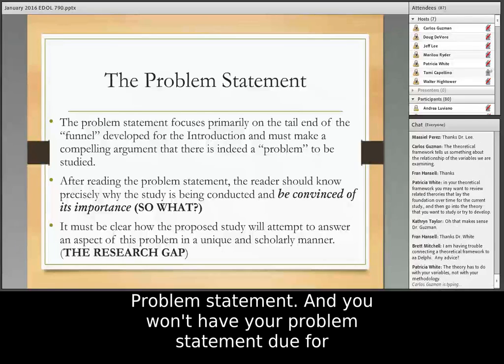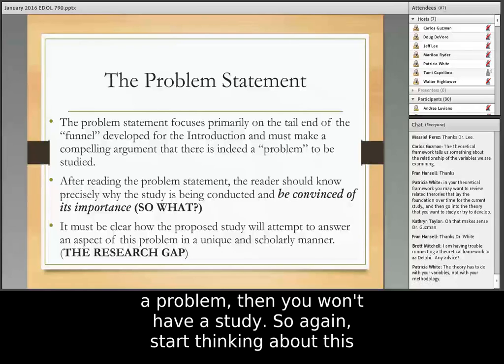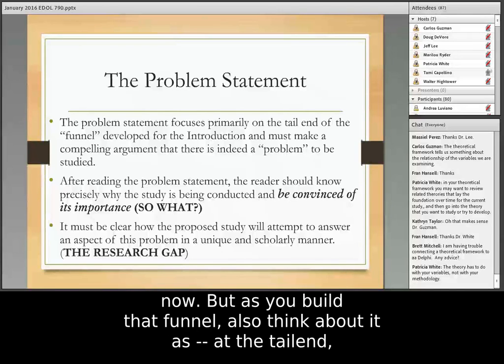Okay, problem statement. And again, you won't have your problem statement due for a little while, but honestly, if you can't make a convincing case that there's a problem, then you won't have a study. So again, start thinking about this now.